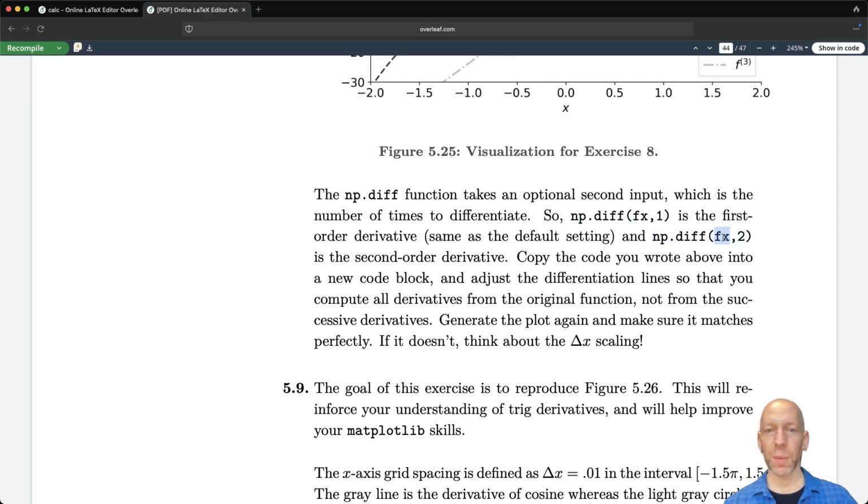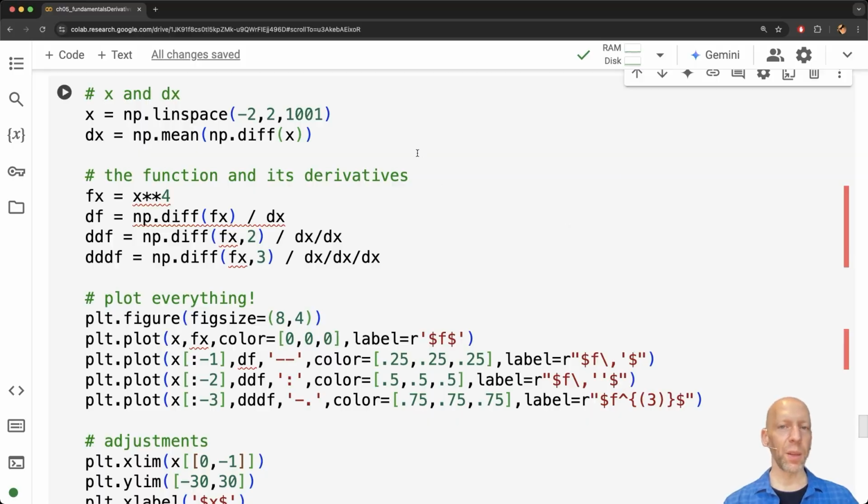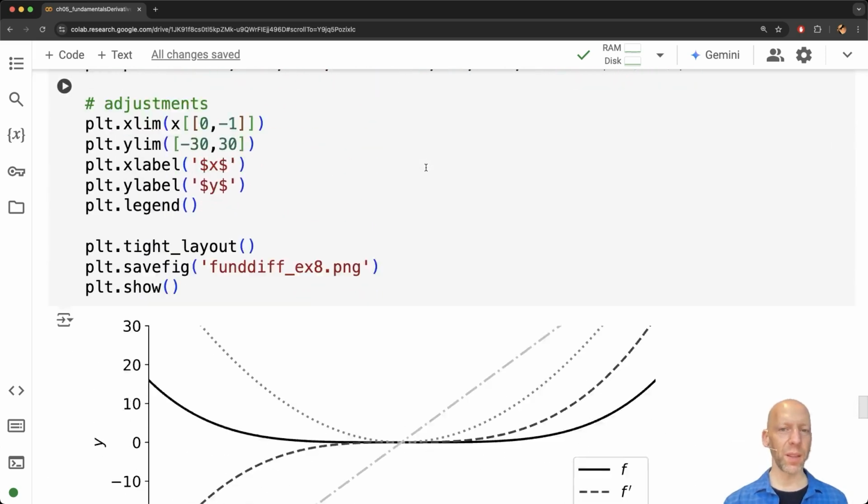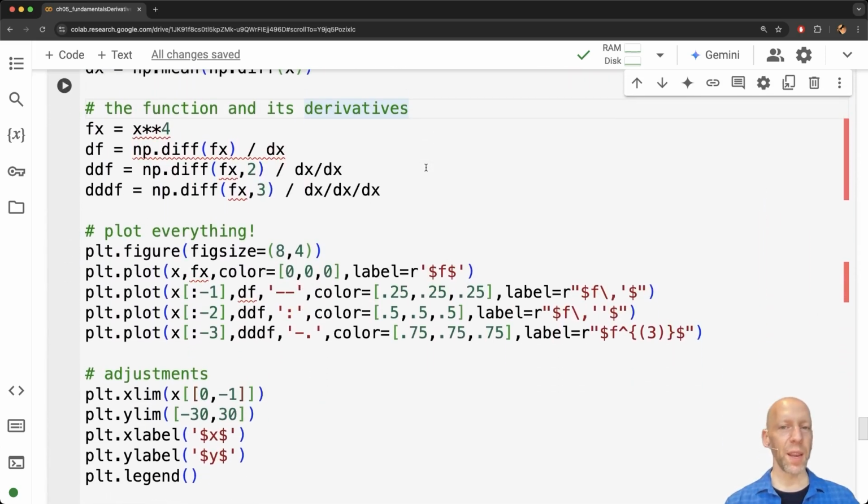So notice that I'm inputting f of x, here variable fx. So the original function, but the optional input 2 is going to give me the second derivative, or the numerical approximation of the second derivative of this function. Okay, so then basically this small change, just to give you some familiarity with working with numpy.diff and optional second inputs. And that is what you see in this code here. Now, almost all of this code cell is exactly identical to this code cell. The only thing I have changed is this here.